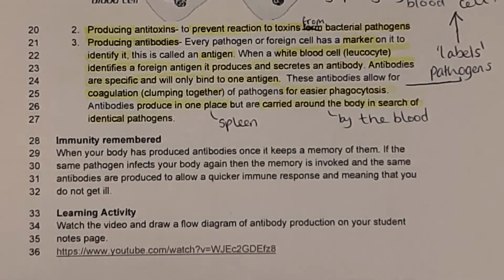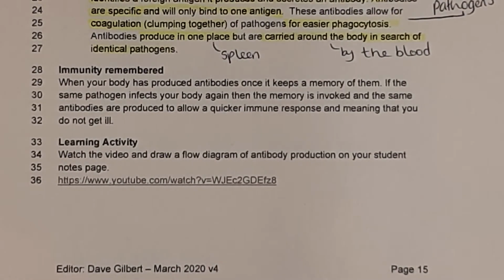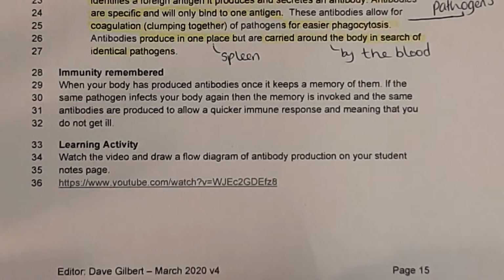Immunity remembered. And what we're talking about here is once your body has made these antibodies, it keeps a memory of them. There are special cells that help us to keep this memory, okay? And in fact, they're called memory cells. And so the idea is that if the same pathogen infects your body again, then these memory cells appear. And the memory cells go, hang on, I know what this is. I recognise this pathogen. And the same antibodies get produced, but much quicker this time.